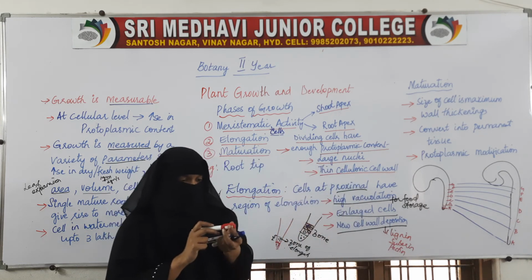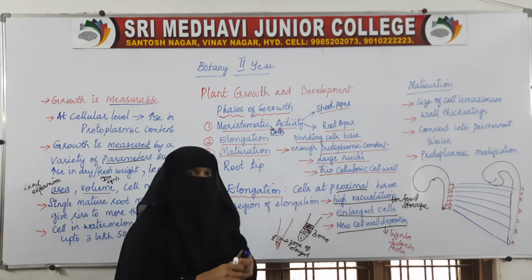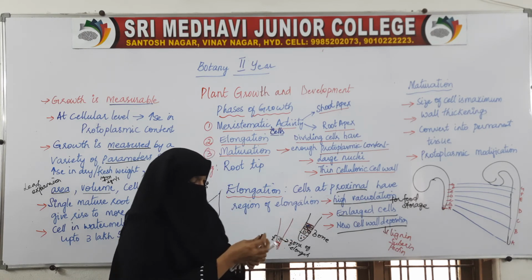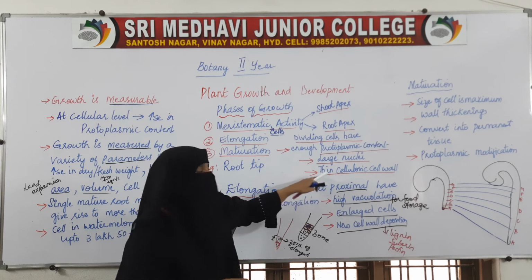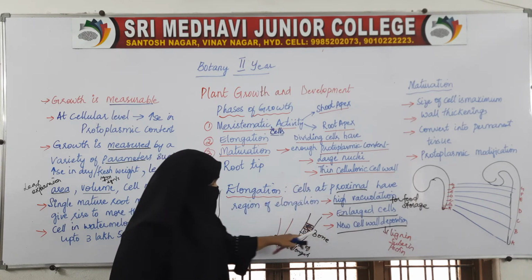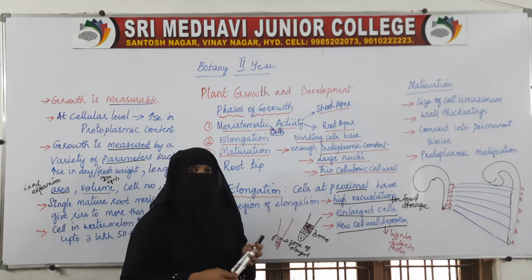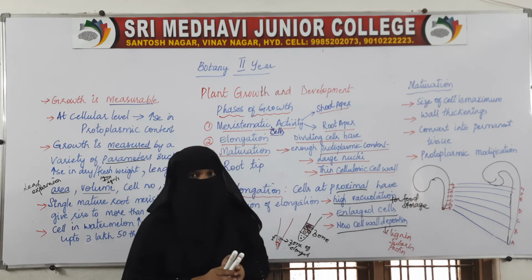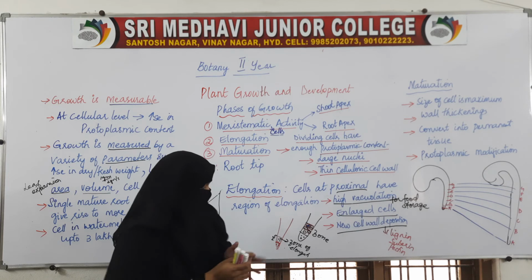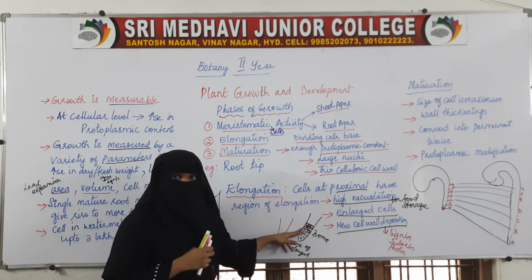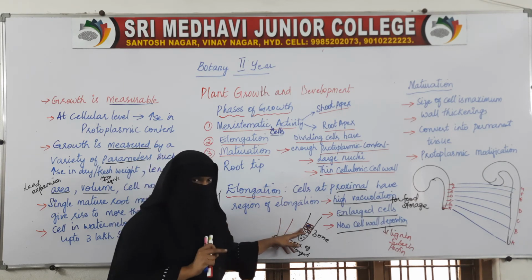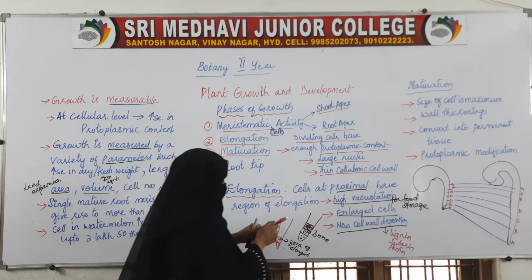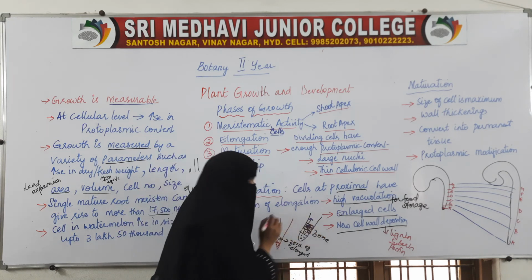So deposition will be seen and the cell wall becomes thick. The meristematic cells had a thin cell wall, but when they enter here, the cells will have thick cellulosic as well as lignified thickenings. The cell wall will become thickened. After this, the elongation of the cell has taken place, and now these cells will move towards the upper region.